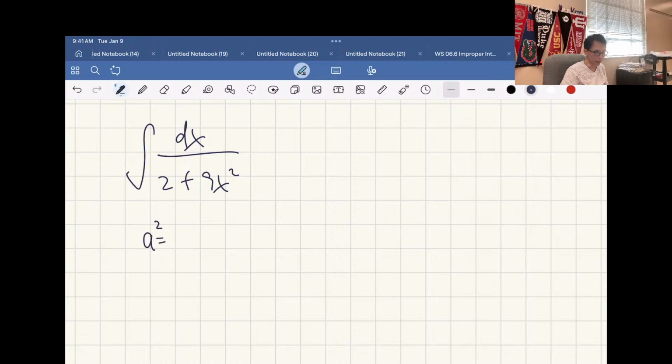A squared equal to 2, right? Oh, because you have to do... A must be root 2, right? Oh, so I just... U squared, sorry, not B squared, U squared equal to 9x squared. U must be 3x. Du equal to 3 dx.